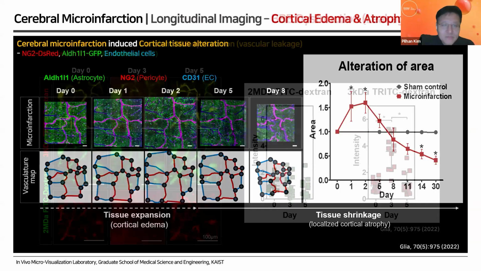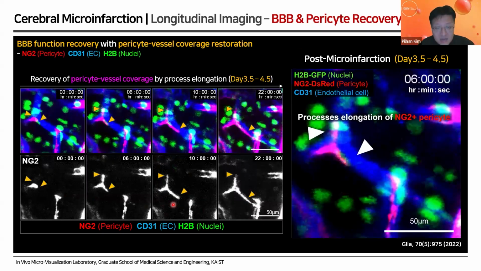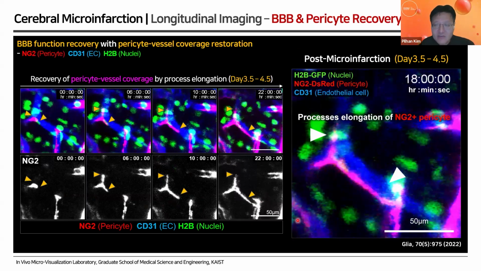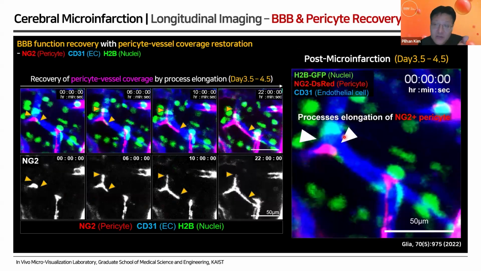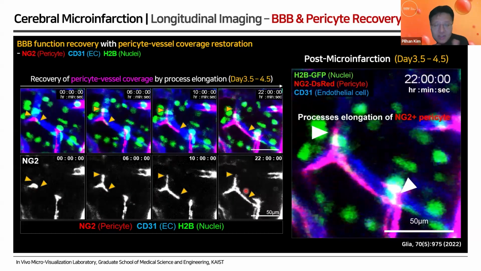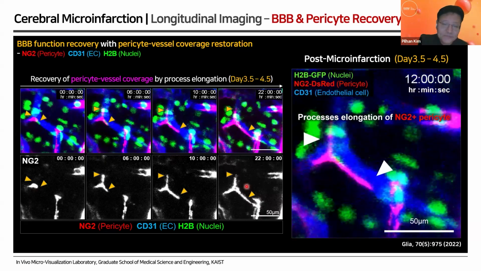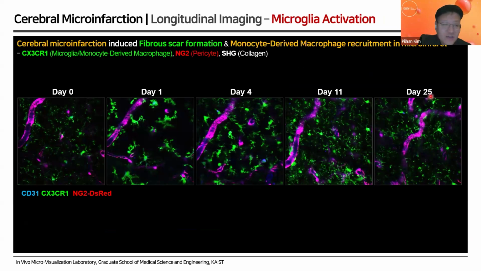In the acute phase, we can see leakage of 3,000 Dalton dextran in red color. This is the same area, the same blood vessel. We can see the leakage; brain swelling peaked at day 3, but spontaneously recovered by day 5. By looking at individual cells in the brain vessel, we found that this red cell here is actually a pericyte, and they change their shapes very rapidly during these recovery phases, and they support the BBB function recovery.